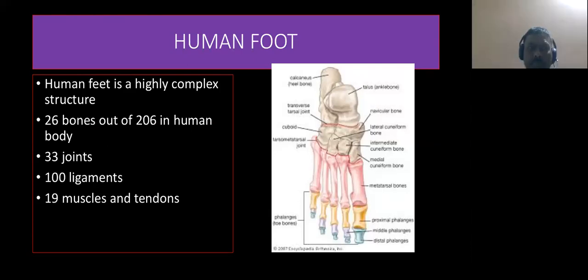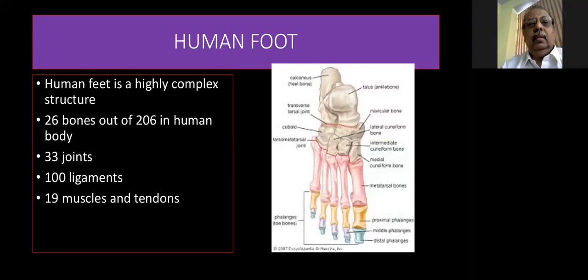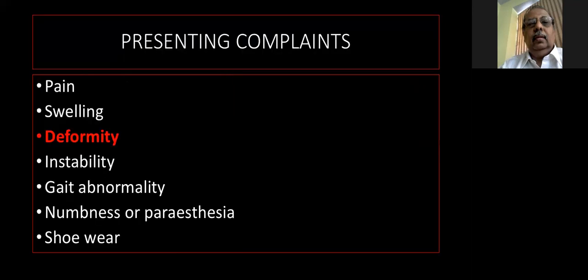Okay, so the human foot is a highly complex structure. It has 26 bones out of the total 206 in the human body. It has 33 joints, 100 ligaments, and 19 muscles and tendons. The common presenting complaints in a foot problem are pain, swelling, deformity, instability, gait abnormality, numbness, and paresthesia, and problems in shoe wear.